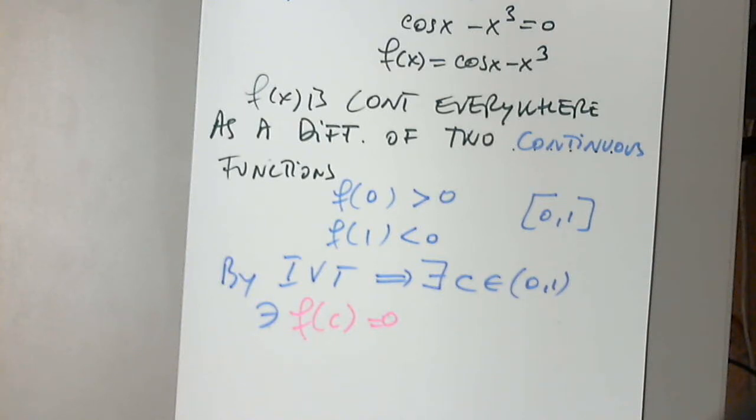It says f of x is continuous everywhere as a difference of two continuous functions. All right. Cosine minus x cubed, two continuous functions. Very good. Anything else? Okay, 2.6.